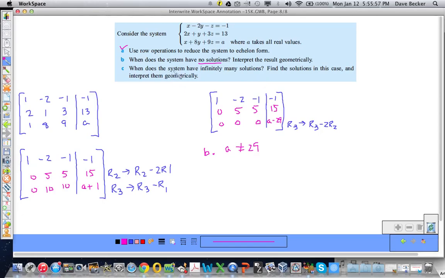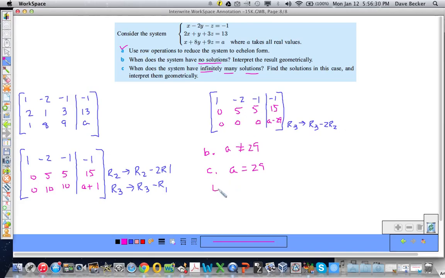And now, when does the system have infinitely many solutions? Find the solutions in this case and interpret them geometrically. Okay. Well, that's going to happen if a equals 29. That's the only possibility for us to have infinitely many solutions. And also, you know you're going to have infinitely many solutions when all these are 0. When you get into echelon form and your last row is all 0, you'll have infinitely many solutions.